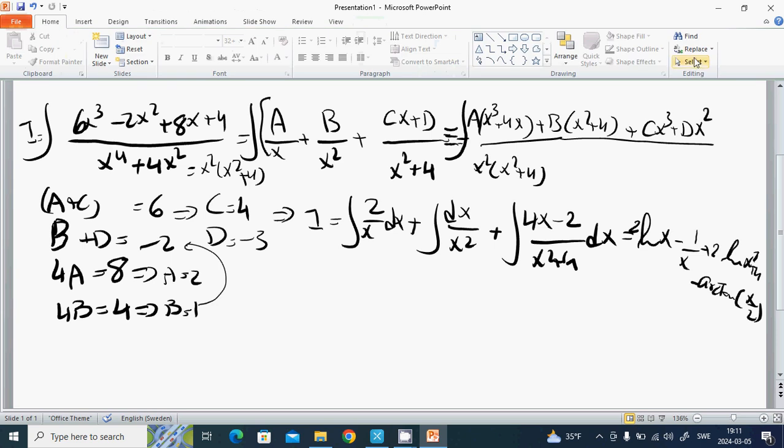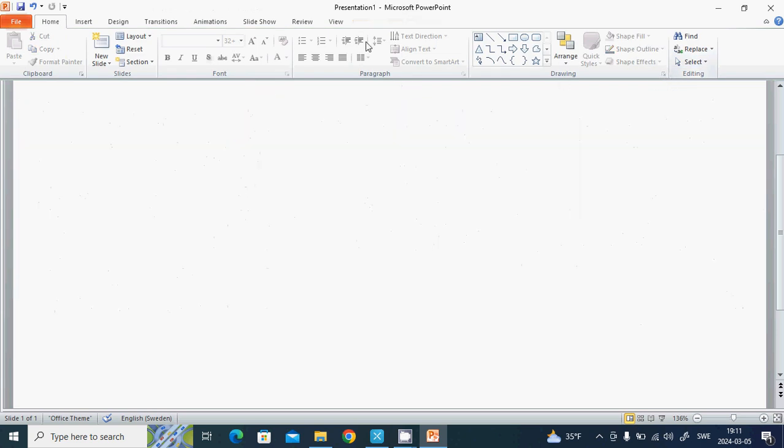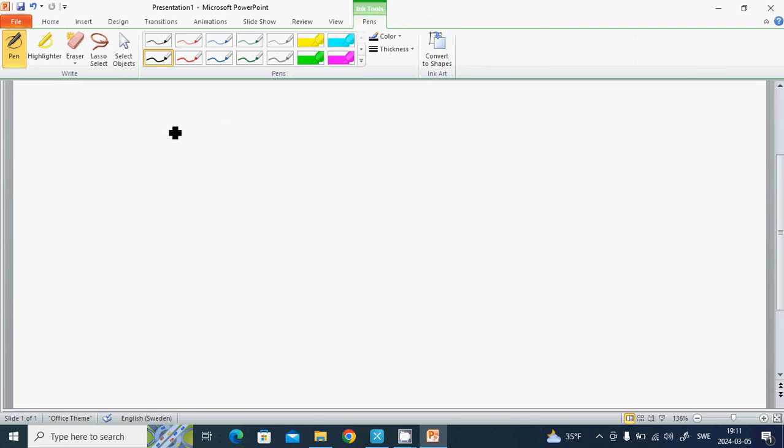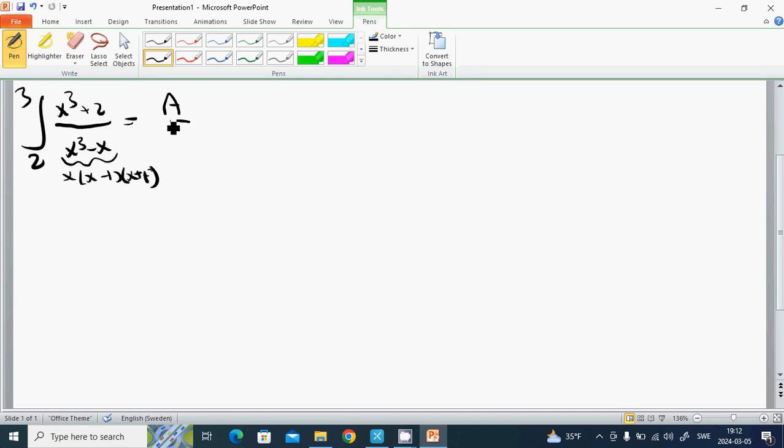Another example that you can also train more on is the integral from 2 to 3 of (x³ + 2) divided by (x³ − x), which is x(x − 1)(x + 1). Then we have a divided by x plus b divided by (x − 1) plus c divided by (x + 1).